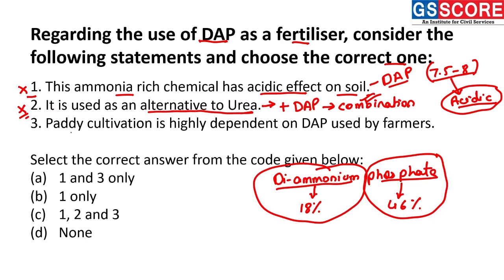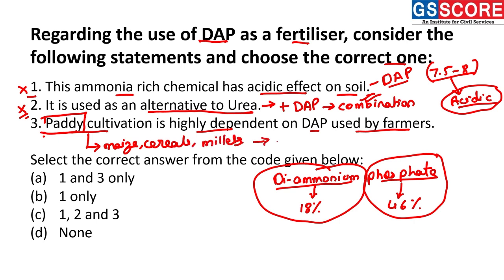Statement 3 here we have: paddy cultivation is highly dependent on DAP used by farmers. If we go to the practical scenario and conditions, it will be seen that the DAP fertilizer and urea fertilizer are not very highly used for the cultivation of paddy. But it will be seen that for maize, cereals, millets, the combination of DAP and urea is highly used. It is highly used because of the condition of the soil.